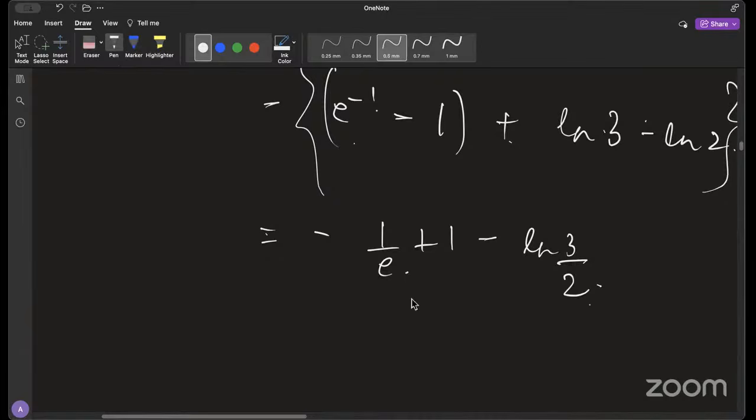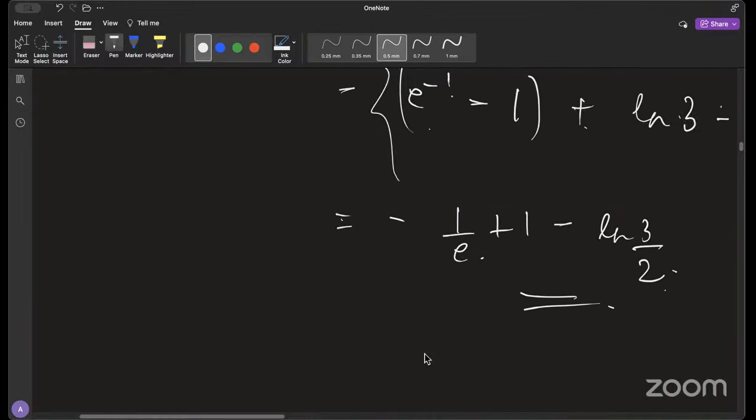Or if it's an MSQ or MCQ, then you will see options there. Your option could be 1 minus 1 by E minus natural log of 3 by 2, or it could also be 1 minus 1 by E plus natural log of 2 by 3. So you will have to simplify things according to that. That's it. For now, this answer works fine.